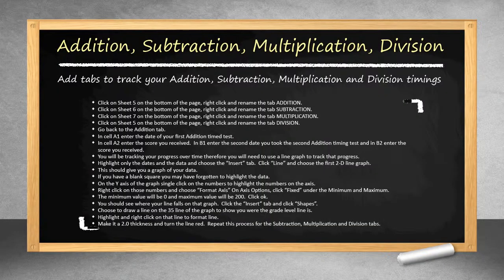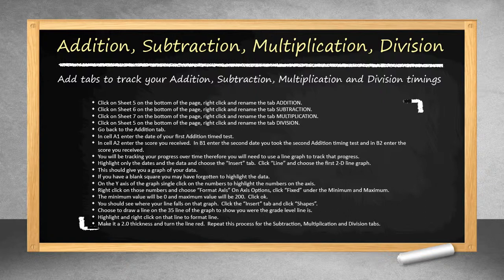The addition, subtraction, multiplication, and division pages will be on the next 4 pages of your data book. They will follow the same process as charting the Dibbles and Lexile numbers. On sheet 5 on the bottom of the page, right-click and rename the tab Addition. On sheet 6, rename it Subtraction. On sheet 7, rename the tab Multiplication. And on sheet 8, rename the tab Division.